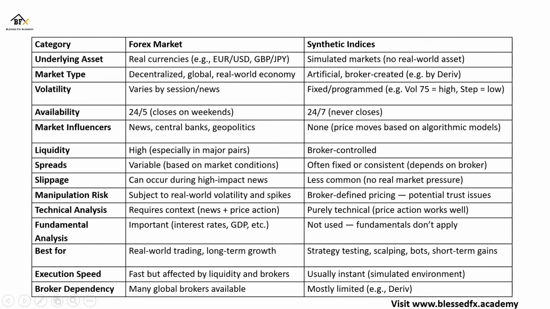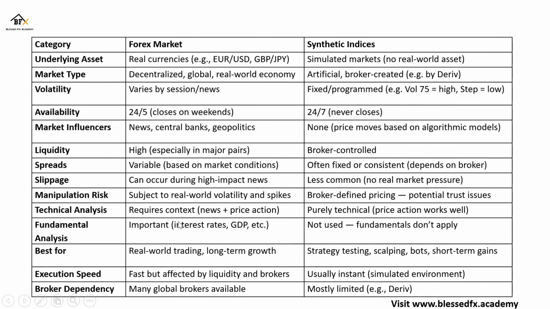The manipulation risk, the Forex market, it is subject to real world volatility and spikes. You understand? This one is broker defined pricing. This is why we have potential trust issues, right? Then there is technical analysis. This one requires context. It is news plus price action. It's not just price action, but this one is purely technical. Price action, SMC, ICT, whatever.